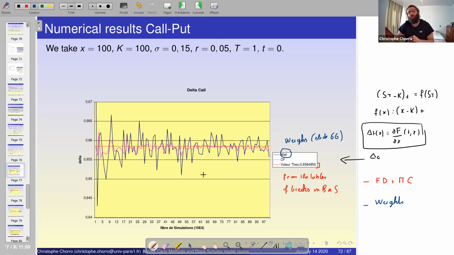And what I can see on this picture here is that, in fact, the pink seems to be better than the blue. That is, finite difference plus Monte Carlo here gives rise to an approximation that seems to be closer to the theoretical value than what I obtain if I use a single Monte Carlo method, obtained from slide 66. So it means that all I have said before seems to be a little bit disappointing concerning this numerical result here, because the naive approach in this situation seems to be a little bit better than the one using the weight. Okay, why not? Let's continue.